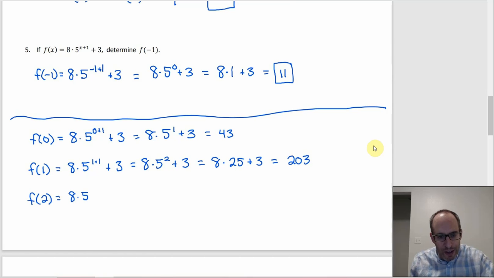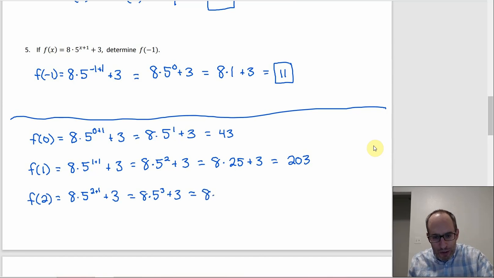8 times 5 raised to the power of 2 plus 1, and then plus 3. So that's going to be 8 times 5 cubed plus 3. 5 cubed is 125. So we're going to have 8 times 125 plus 3. But 125 times 8 is 1,000. This is 1,003. So we go up by 32.